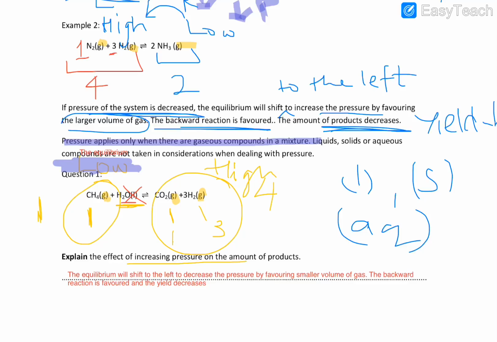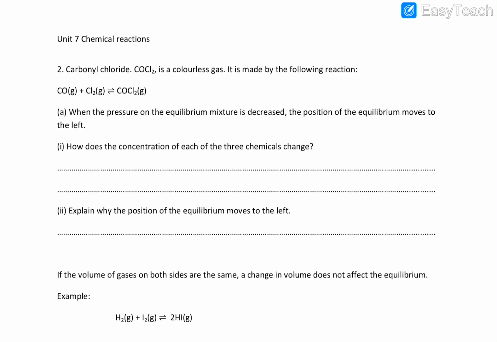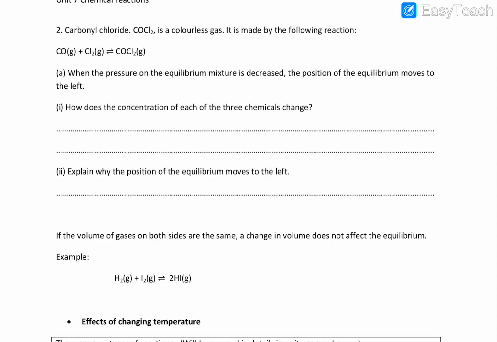So equilibrium will shift to the left to decrease the pressure by favoring a smaller volume of gas, hence the backward reaction is favored and the yield decreases. If backward is favored, obviously you'll have less product formed, so yield is going to decrease. So try this question on your own and then compare your answer to mine in the next video.